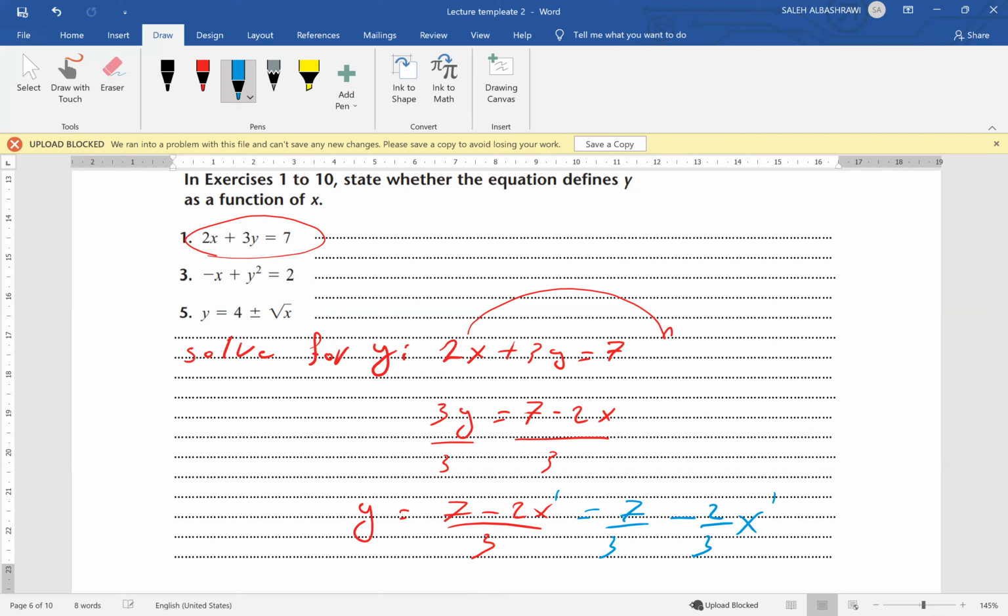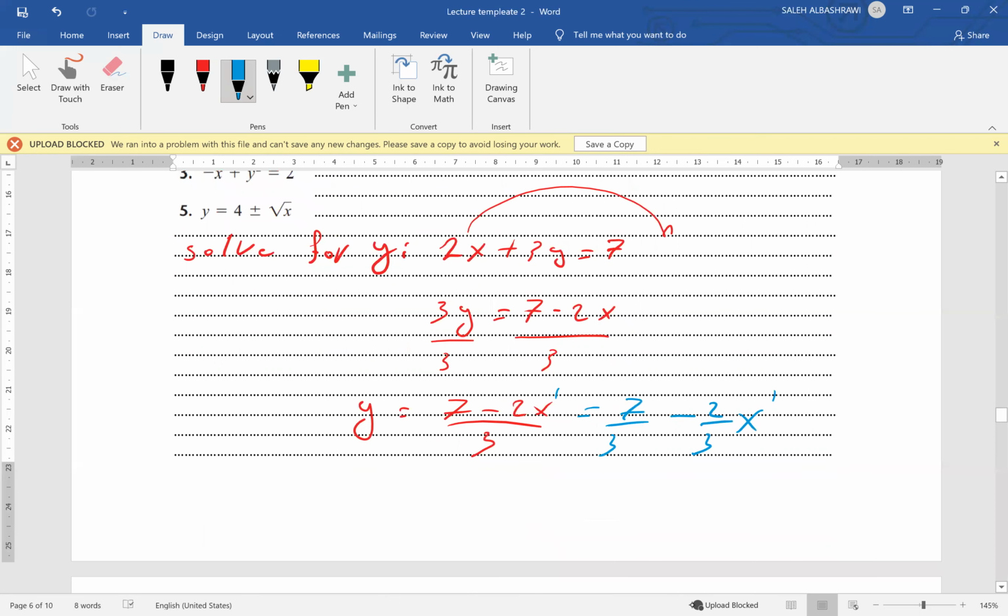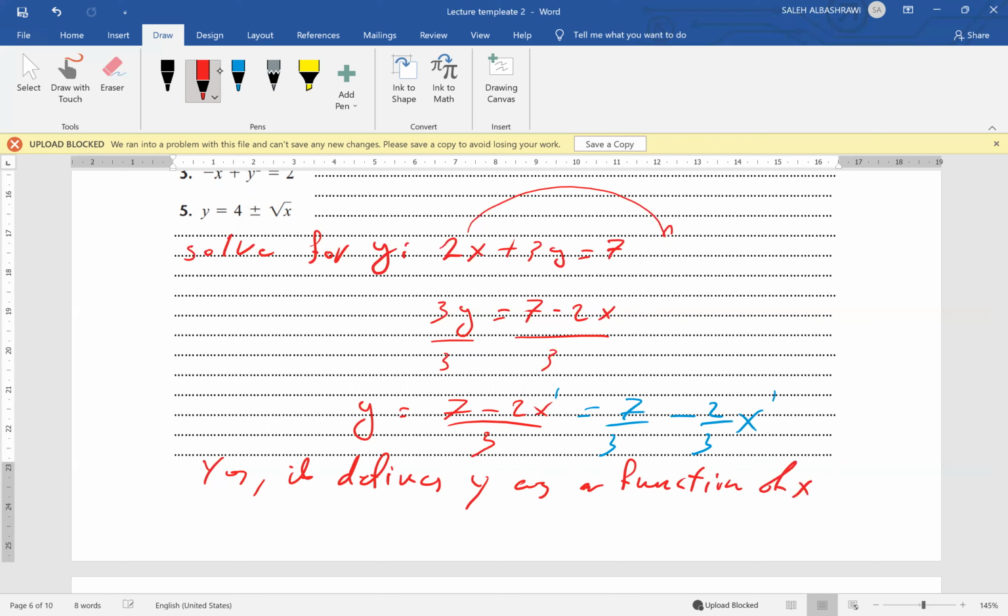Since I have x to the power 1, for each value of x I will have only one value of y. So we can say yes, it defines y as a function of x. You can say in general, any linear function, this is linear, means x to the power 1, will define y as a function of x.